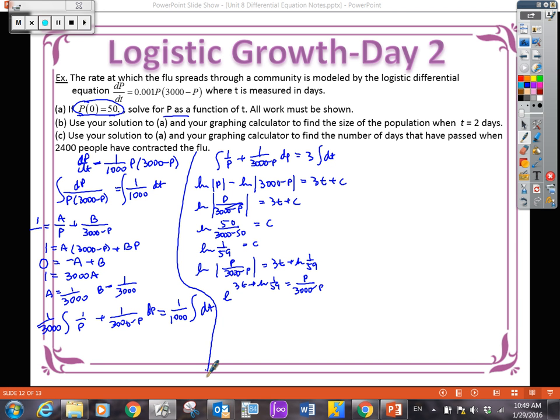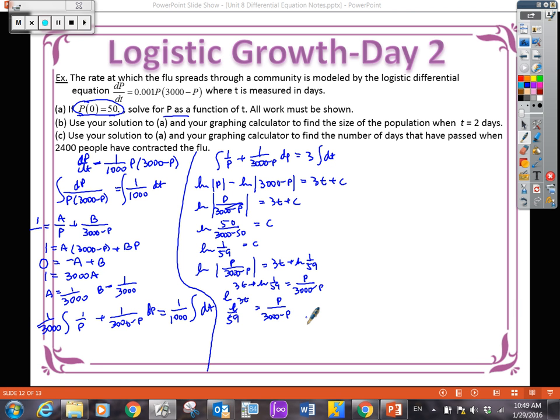So from past experience, we know that this plus ln 1 over 59 is going to turn into the coefficient of this e. I'm not going to go through that algebra. I'm hoping we're all fine with that. This is going to turn into basically 1 over 59, and I'm going to put the e up here. 1 over 59 e to the 3t equals p over 3000 minus p.